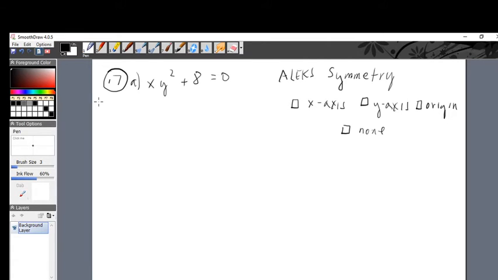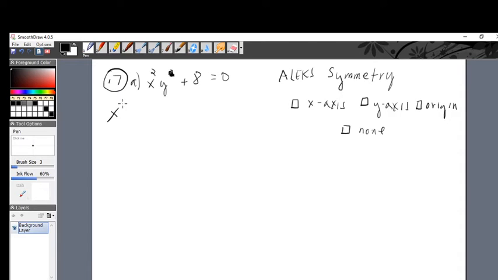All right, how do you check for symmetry? It's going to be quite simple. You've got to remember it, but it's quite simple. To check to see if it's symmetrical about the x-axis, the first question first, what you do is you put in a negative y instead of y. I'm sorry, this is supposed to say x squared, and this is supposed to be plain y. X squared y plus 8 equals 0. That's the question. Sorry about that.